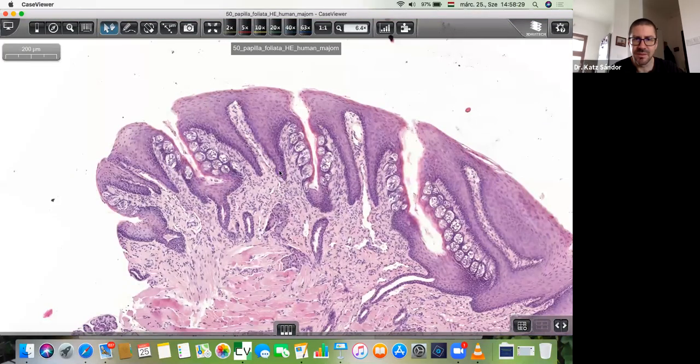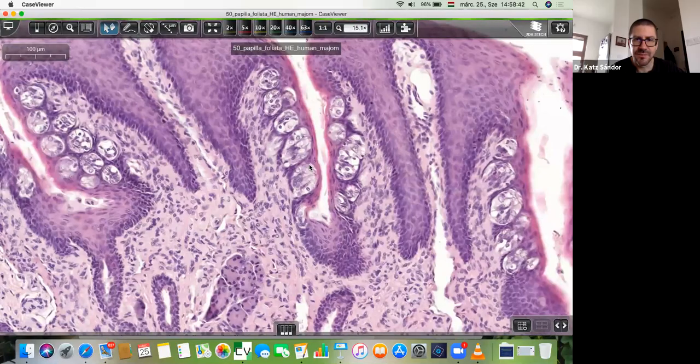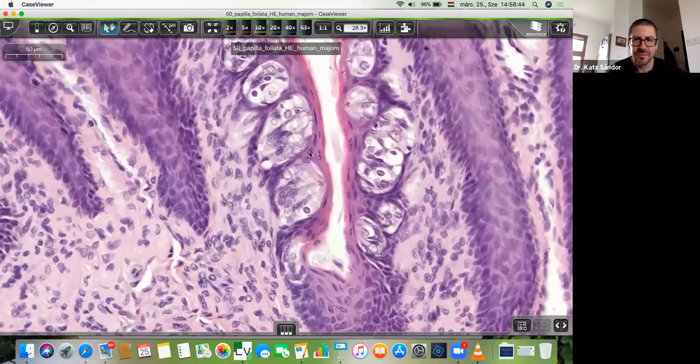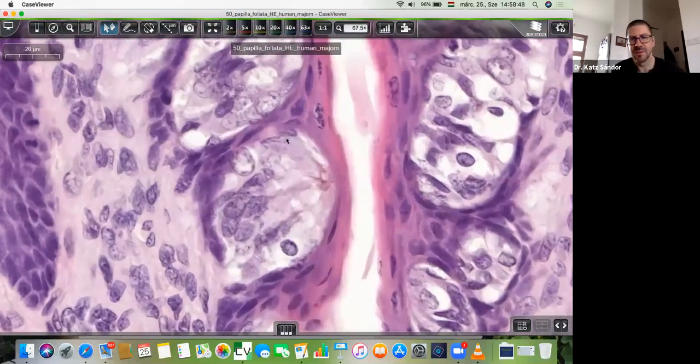Here we have this W-shaped connective tissue, and these small circular structures are the taste buds. Oh, this is beautiful. Look at that. This is a circular structure. Here we have the entrance of the taste bud, called the taste pore.